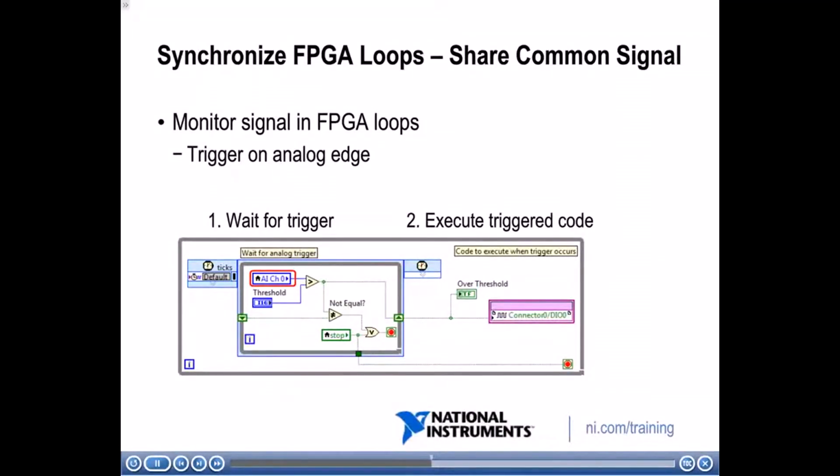Once that happens, we're going to exit that single cycle time loop and execute some code that's associated with it. So if we look at this particular example, every time that analog edge gets triggered, we're going to set over threshold to true for our indicator, and we're also going to output a true to our digital output line.